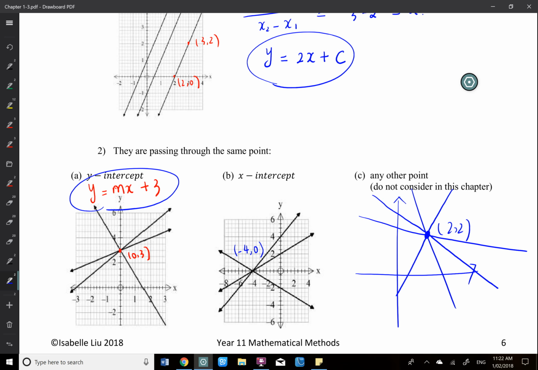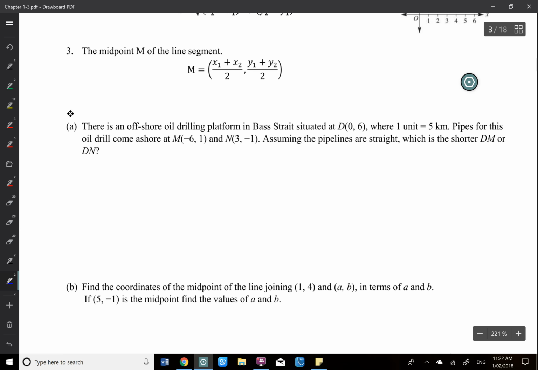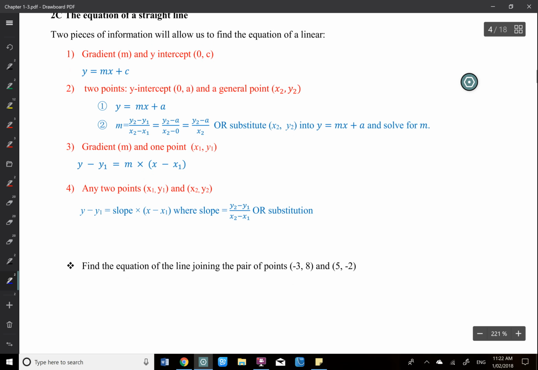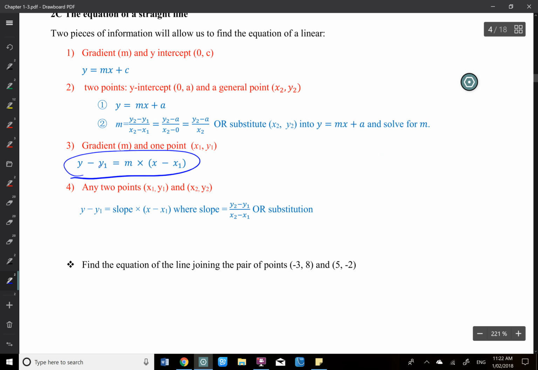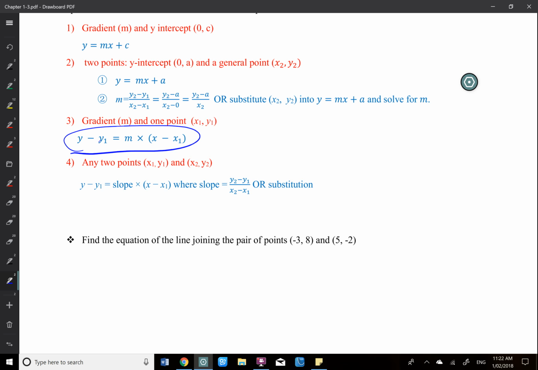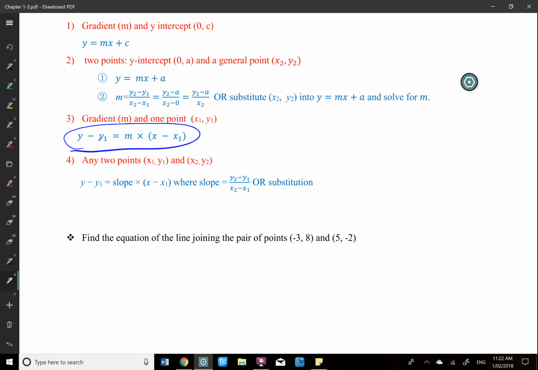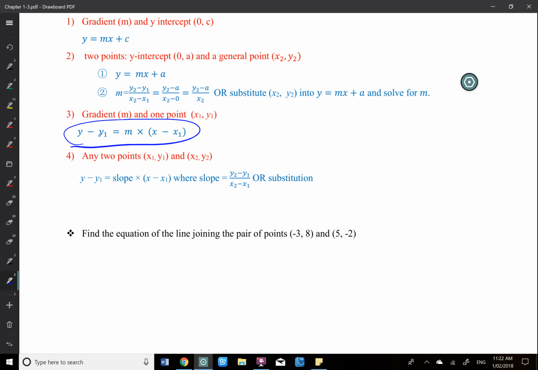Give you a hint, it will be the equation giving you the gradient and give you another point. You already know another point, like this 4. You can try this equation in 2C. Okay, you can try that equation in 2C. This one is an easy one. I will introduce another one later, but try to use this equation to write something first.